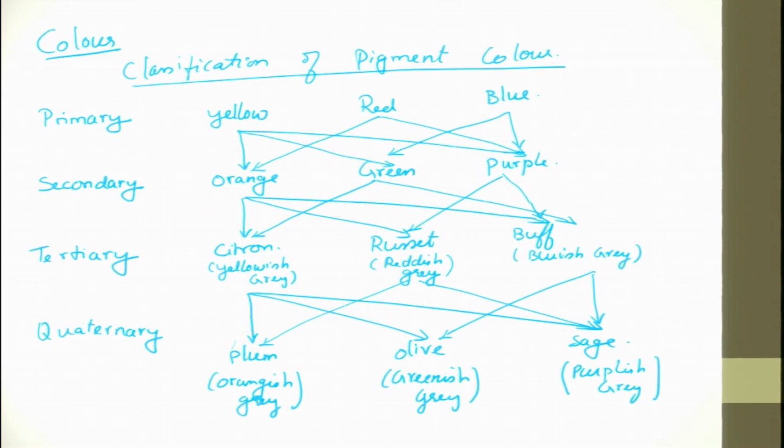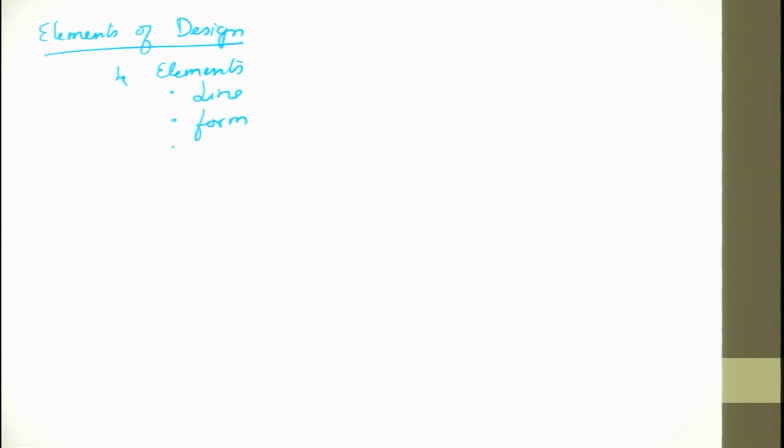Now let us see about textures. We will see elements of design. There are 4 elements. One is line, I told you already, form and color we discussed, color and texture. Now, we will focus only on texture. Okay. What is a texture?